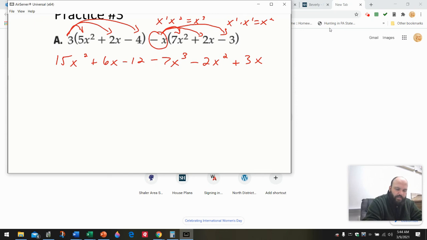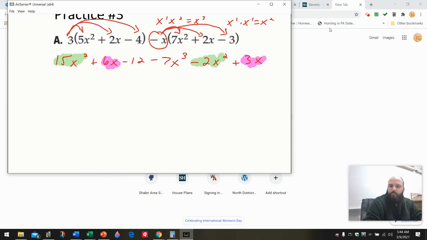Now, looking over our expression, we need to find if there are any like terms, and if there are like terms, we need to combine them. So I'm going to go through and highlight the like terms. We can see that we have an x squared term right here, and then we have an x squared term right there. So those two will need to be combined together. The next one I see is we have a positive 6x right there, and then we have a positive 3x right there. So those two are like terms. Those two will need to be combined as well.